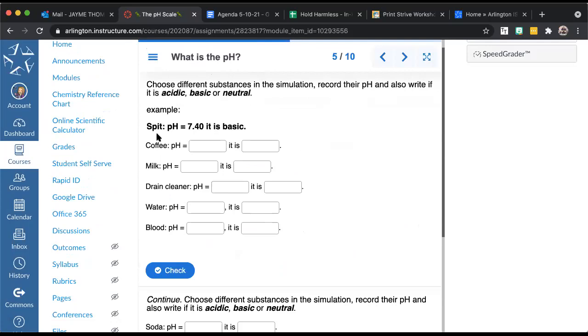So for example, one of the options is spit. And so if you were to select spit on the simulation with the pH probe in it, it's going to show you that the pH is 7.40. Since that is higher than 7, that would be basic. Okay, so remember, anything higher than 7 would be basic. Anything lower than 7 would be acidic, and anything that's right equal to 7.00 would be neutral.